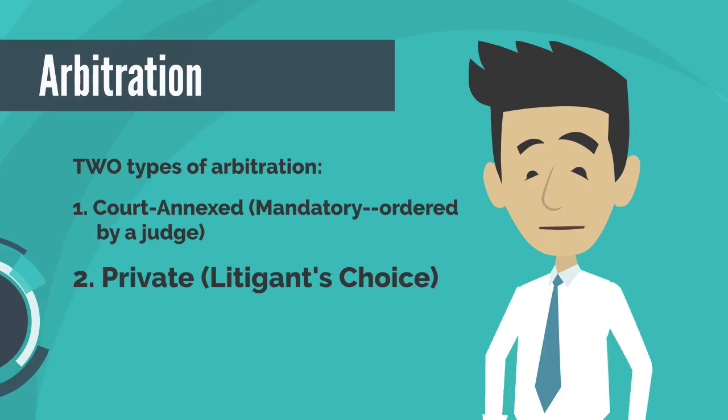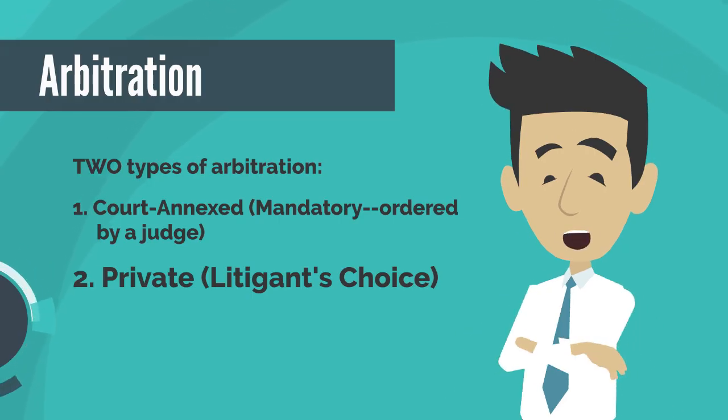The next type is private arbitration. As the name suggests, this is when parties in a legal dispute choose to hire a private arbitration firm to conduct the arbitration in hopes of avoiding a potentially lengthy and expensive traditional trial. Unlike with court-annexed, this option was chosen by the parties, not court-ordered.